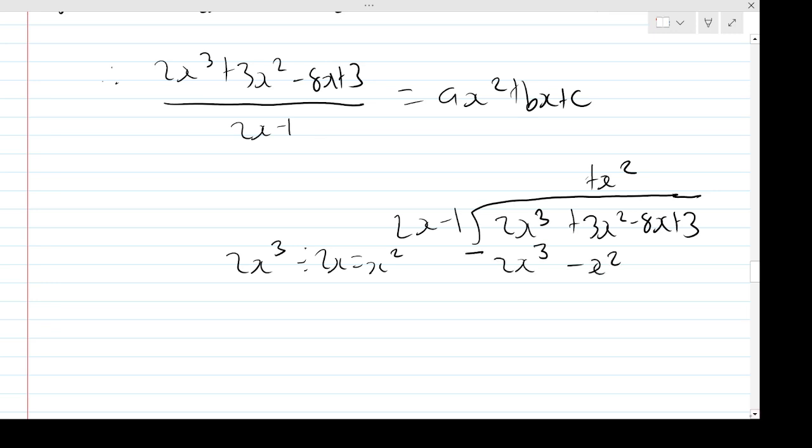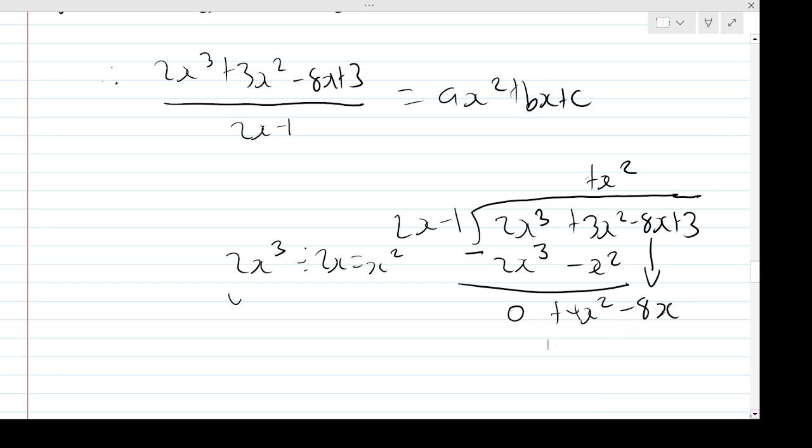So then I'm going to subtract the top and the bottom parts. Again, 2x cubed take away 2x cubed will then be 0. And then 3x squared take away minus x squared, that'd be plus x squared, so that'd be 4x squared there. And then I need to bring this down, so then I get minus 8x there. And so then my new highest term is now 4x squared.